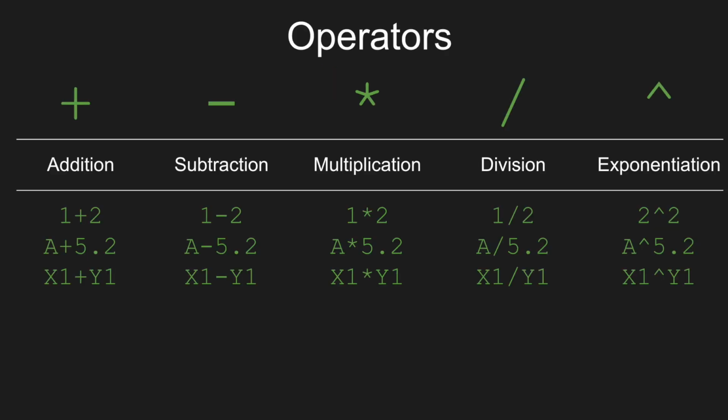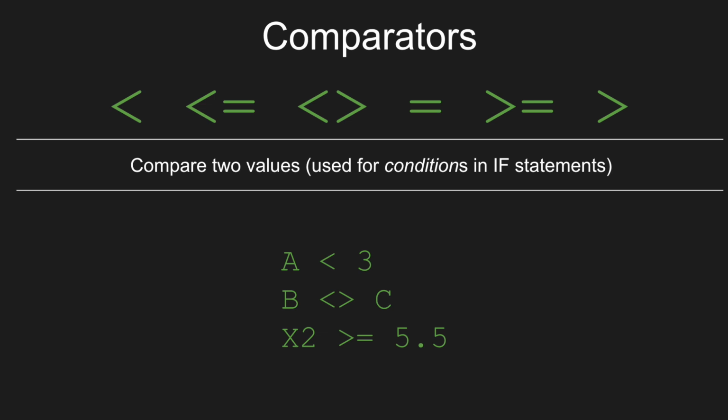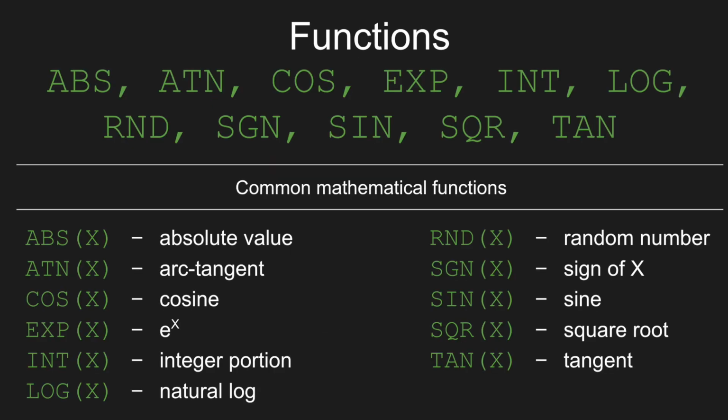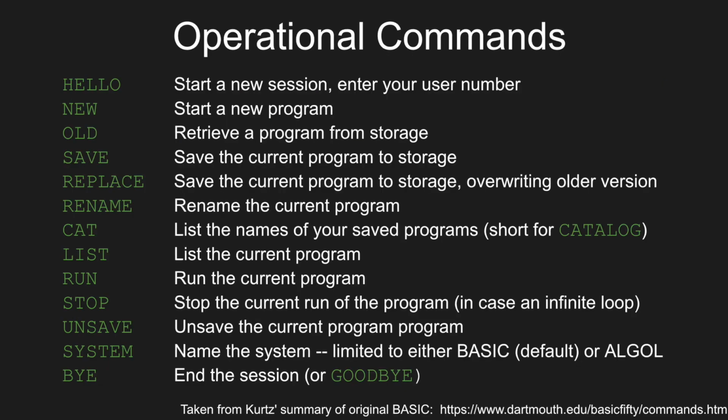BASIC supports 5 operators, the standard 4 arithmetic operators, and the exponentiation or to the power of operator. It also supports a standard set of comparison operators, used in the conditions of if statements. A set of 11 common mathematical and geometric functions were provided as well. And lastly, the BASIC timeshare environment offered a set of commands to serve as a simple operating system to write, run, store, and retrieve your BASIC programs.